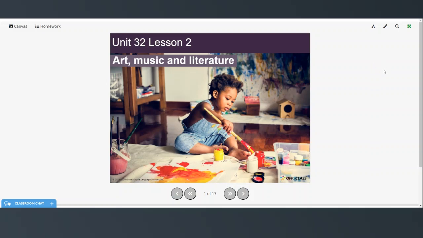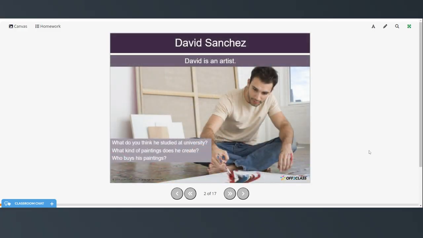This is a B1 level lesson and today we're going to be learning how to use for and since. So this is David Sanchez. David is an artist. So what do you think he studied at university? What kind of paintings does he create? And who do you think buys his paintings?